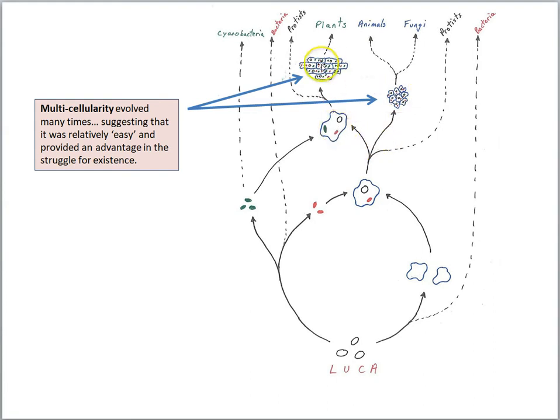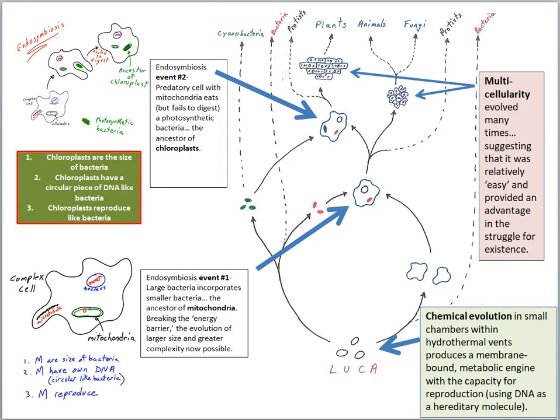So now we have the origin of multicelled organisms, but again, they would be impossible were it not for that first endosymbiosis event that allowed for the breaking of the energy barrier. Now cells could get big and complex, and that made multicelled life possible in the future. So together, it's an incredible story.